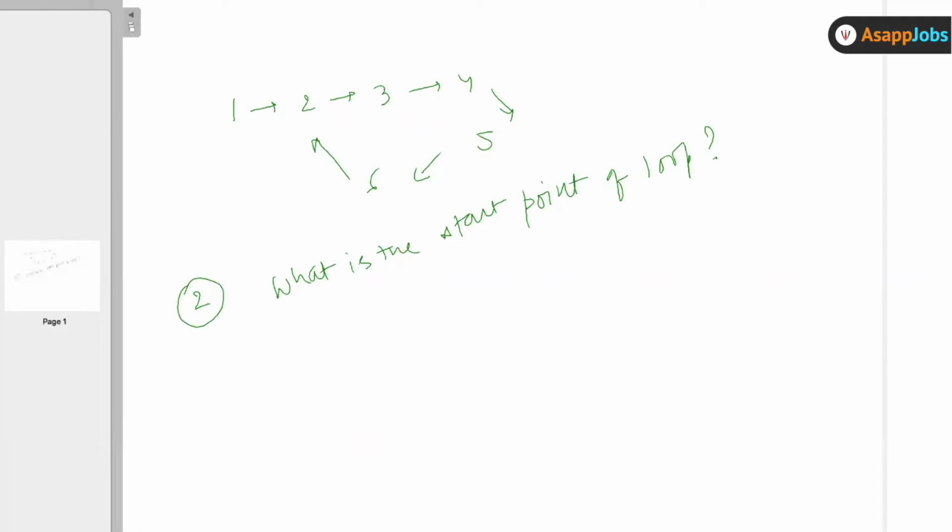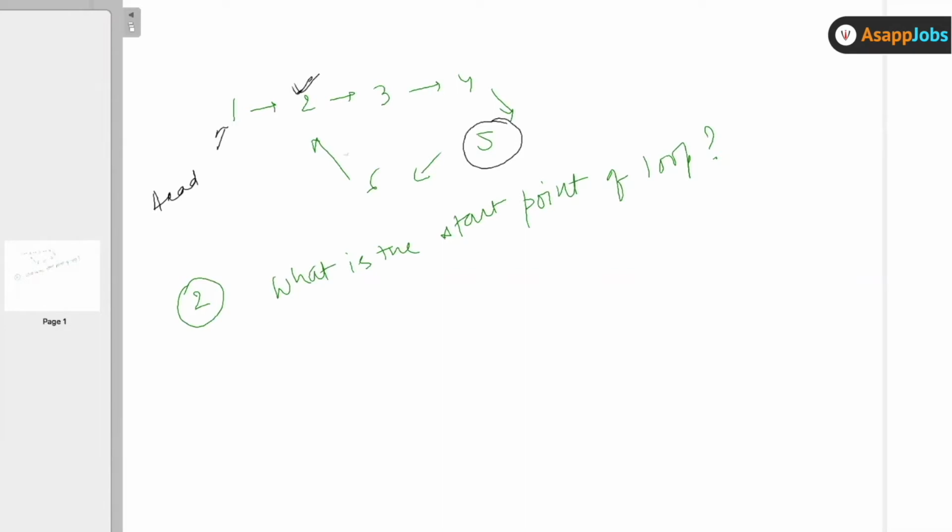So suppose I found that the intersection is happening at this point, say 5. Suppose this is where they're meeting. So how do you find the start of the loop from here? I'm saying the loop start. So in the linked list, this is the head, and from this point, this is where the loop is starting.